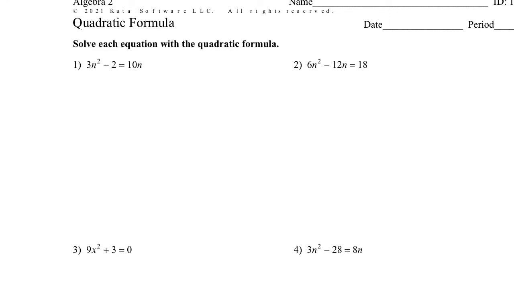So the quadratic formula will solve any quadratic equation that you can give it, which is nice because not all quadratic equations can be factored. So if we look at number one, if you were going to solve this with factoring, first thing you would do is get it equal to 0, right?